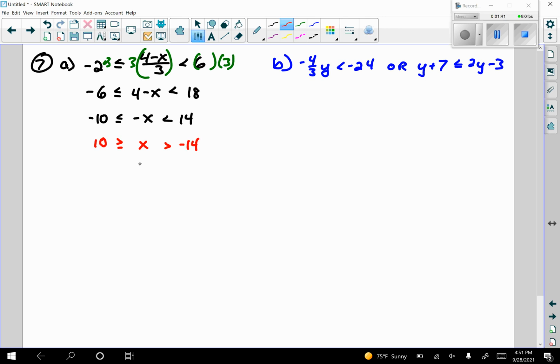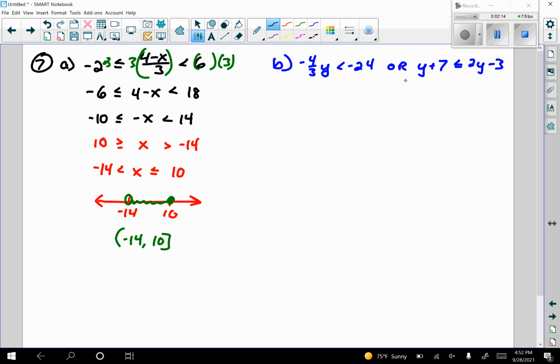So now I just want to rewrite this. Right now it's showing us greatest to least, but the best way is to look at it this way, just in case we were asked to graph this, which I'm still going to do, and write this in interval notation. So we have a negative 14 and a 10. Closed endpoint on the 10, open on the negative 14, shade everything in between. So interval notation would be parenthesis negative 14 to 10 with a bracket.